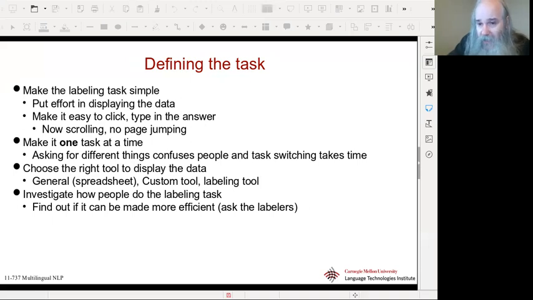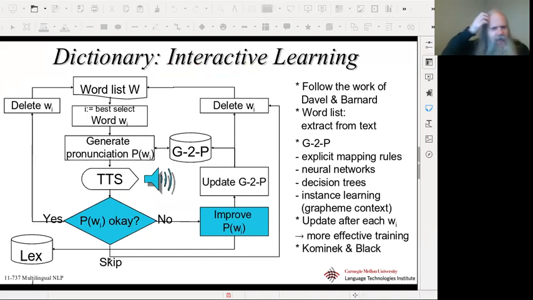So talking to the labelers to make it an easier task for them, they'll be happy about it and you get more data. I'm going to actually talk about one particular labeling task that we've done.